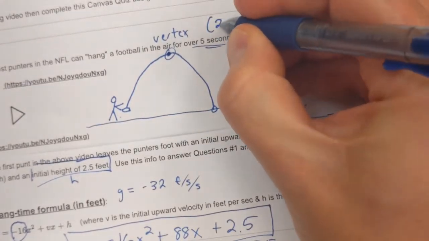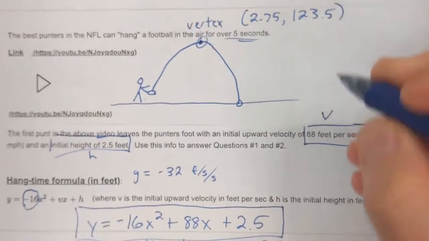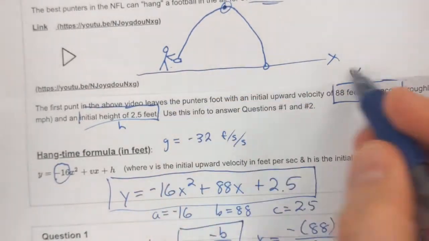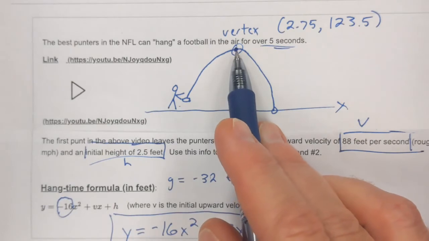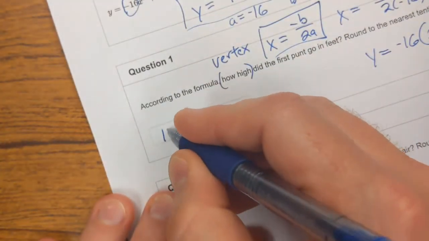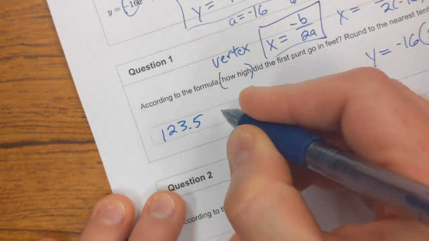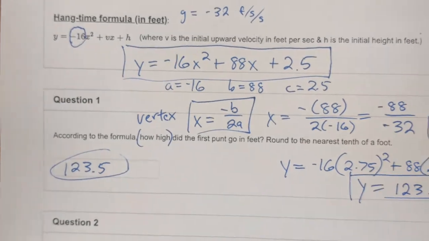And so listen, this is our vertex. The vertex is 2.75 comma 123.5. Well, guess what? The x-coordinate tells me the time. It takes 2.75 seconds for that ball to reach its maximum height. But the y-coordinate is what gives me the actual height itself, 123.5. And it says round to the nearest tenth of a foot, so that's perfect, 123.5.